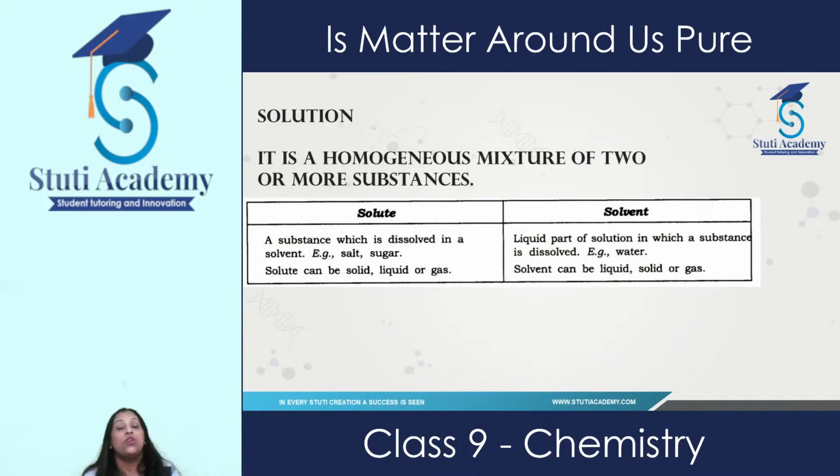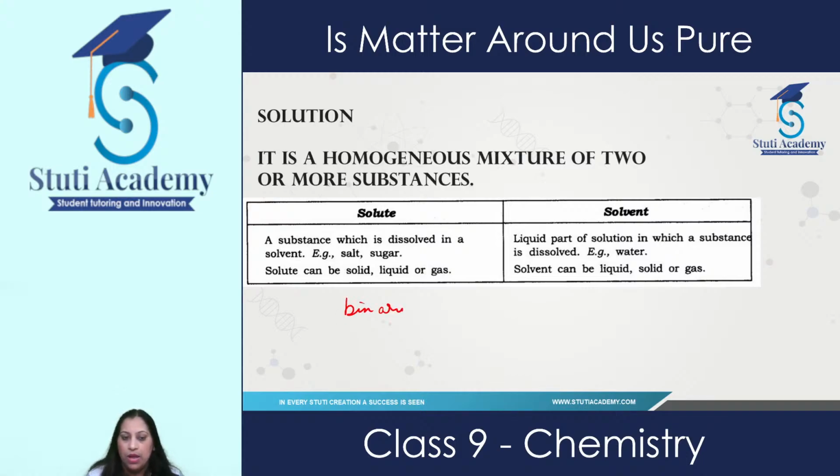Now, next is solution. We are saying when 2 or more elements or compounds combine together, they form a mixture. So, solution. Now the question arises, what is a solution? A solution is a homogeneous mixture of 2 or more substances. When 2 or more substances combine together, they form a solution. And it is a homogeneous mixture, and we call it a binary solution also.